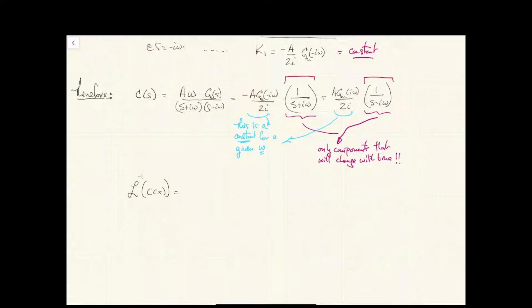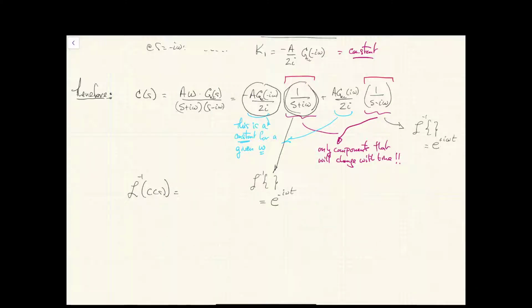Minus. And that's going to be equal to this fellow right there times the inverse Laplace transform of that. And the inverse Laplace transform of that is equal to e to the minus I omega t. And the inverse Laplace transform of that is equal to e to the plus I omega t.